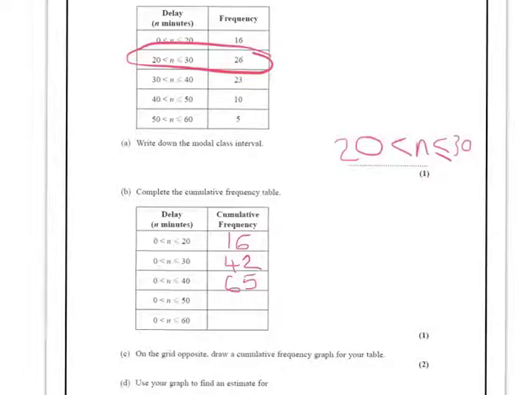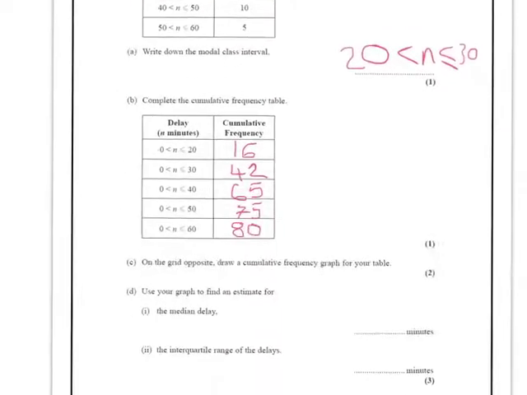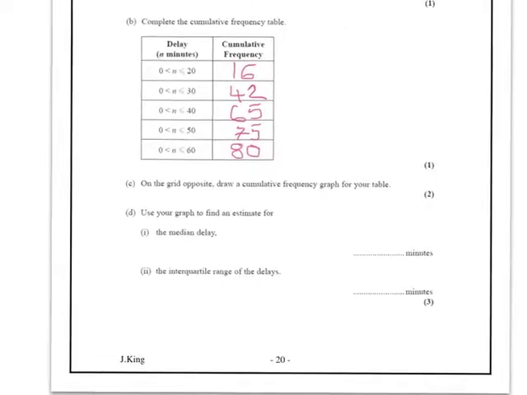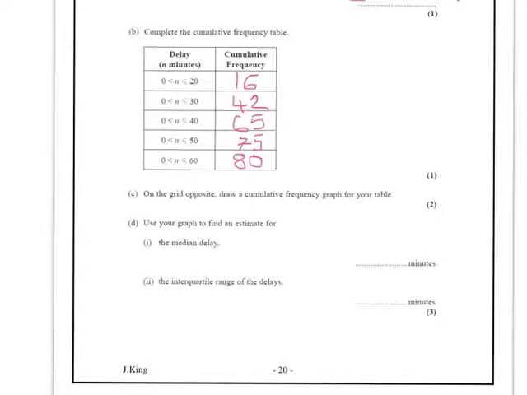And then we're going to add on the 10. That makes 75. And then the last one is adding on the final 5. Now the trick here is that this number at the bottom should be equal to the total. We just double check what was in the question. Yeah, there we go. We had 80 flights. So that's our check. Alright, that's our 1 mark. So we don't get a lot for that. But what we do get is the ability to do the cumulative frequency graph on the next page.